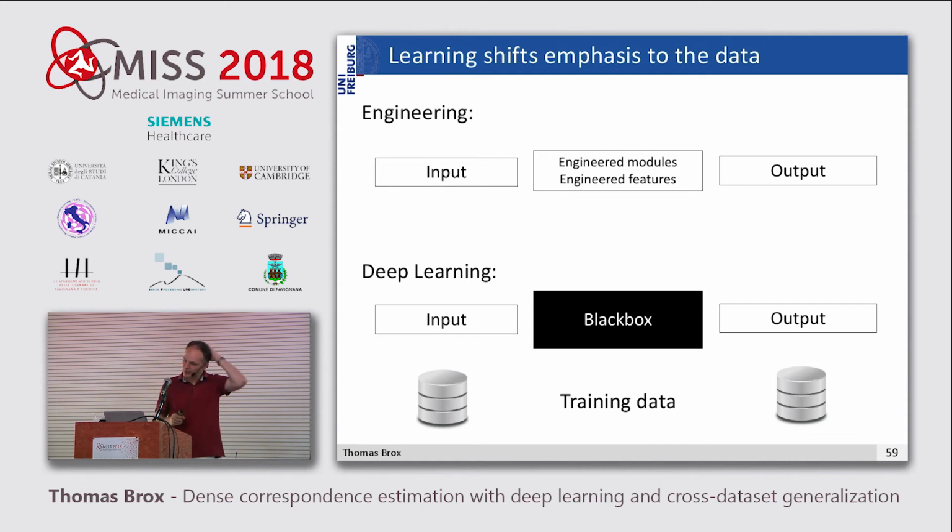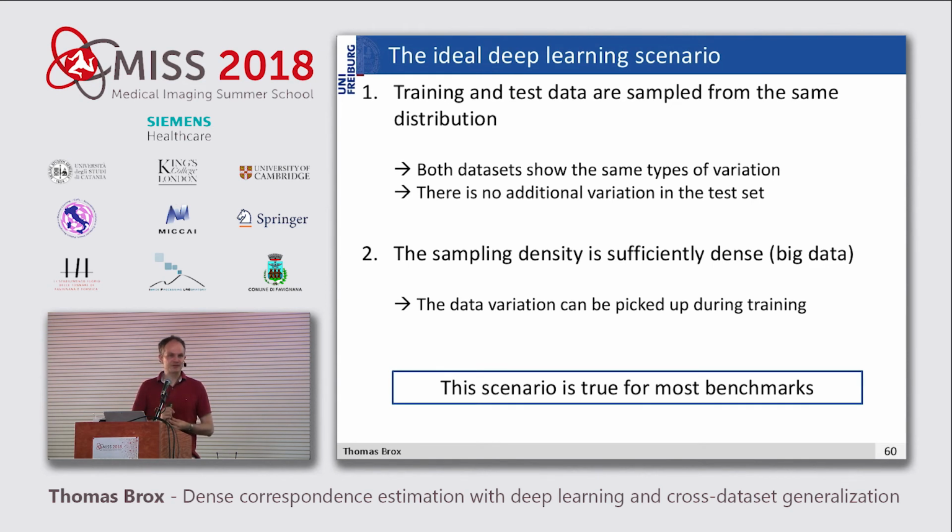So the ideal deep learning scenario would be that your training and your test data are sampled from the same distribution. So that means that both data sets show the same type of variation, and there is no additional variation in the test set.